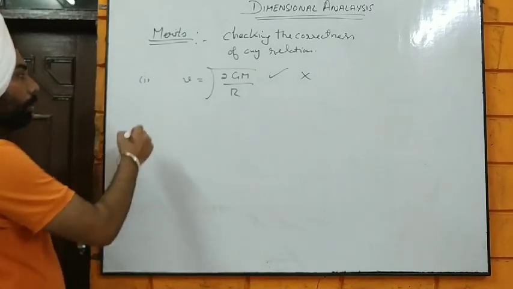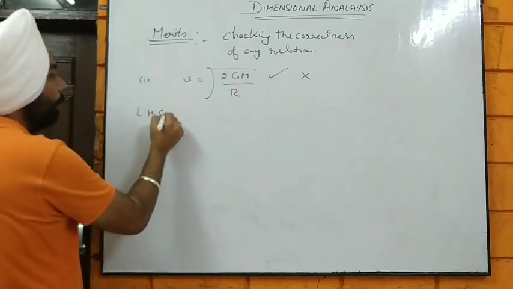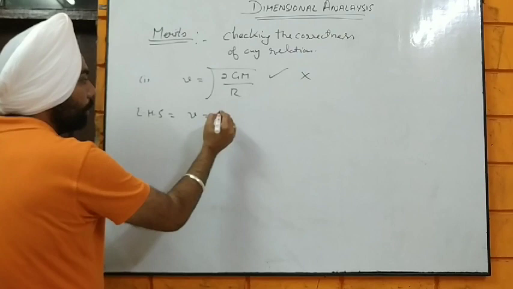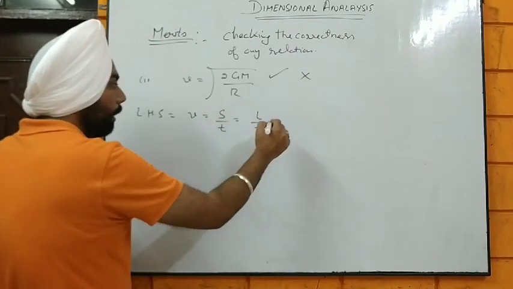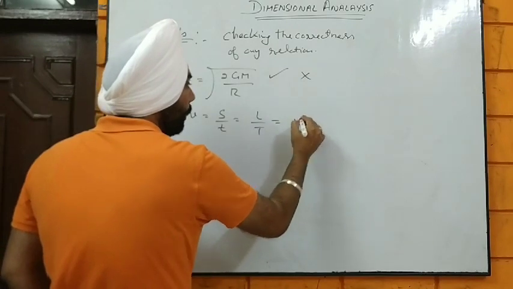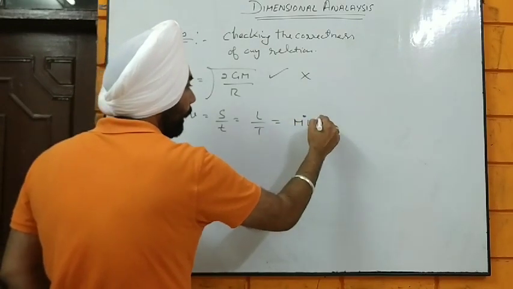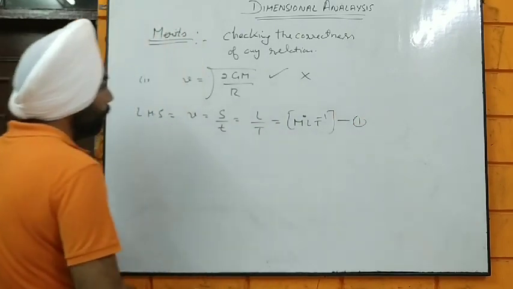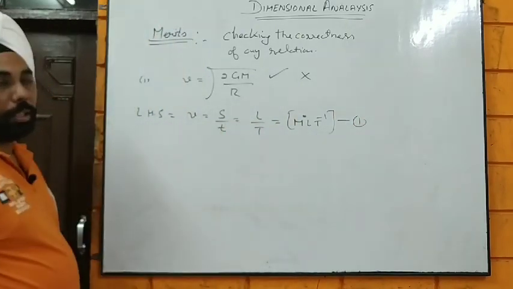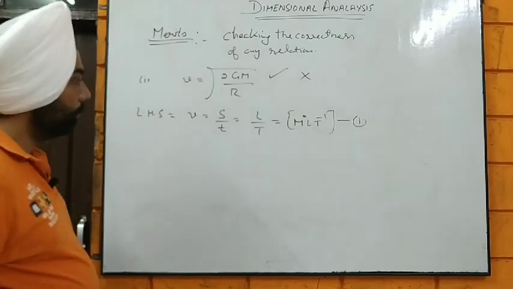First of all, go through the dimensions of the left hand side. That is velocity, displacement over time, which means L upon T, so the dimensional formula is going to be, no mass here, M0 L T minus 1. That is equation number 1 for you. The left hand side dimensions are M0 L T minus 1.